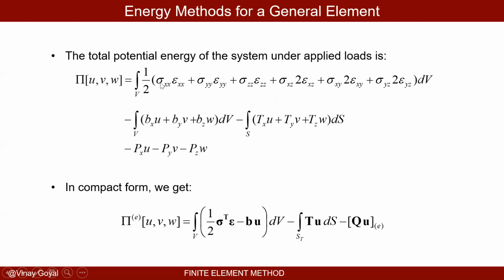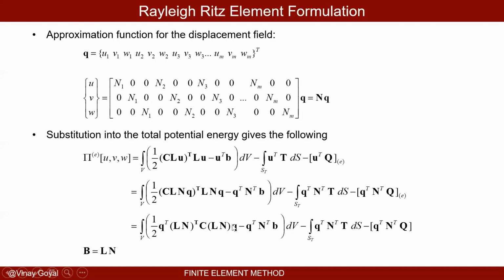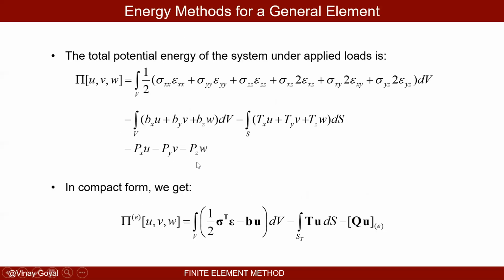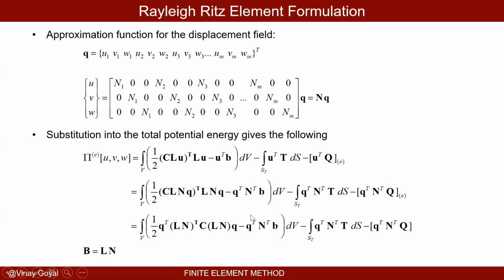So that came from here. Sigma bold is C bold, L bold, U bold. And strain is L bold, U bold. And that's what you see here. And again, I encourage you to write everything out to make sure you're following it. And then the rest is easier.